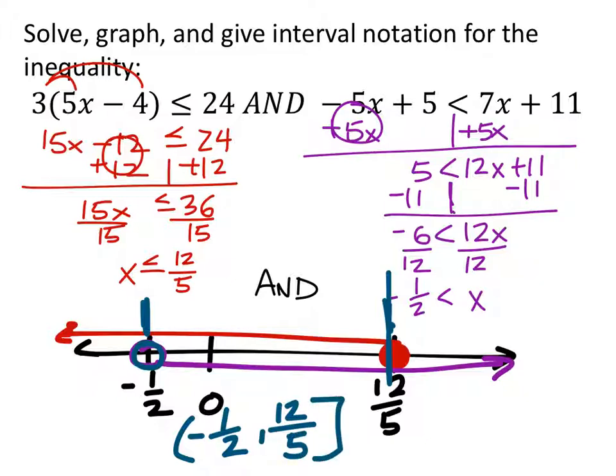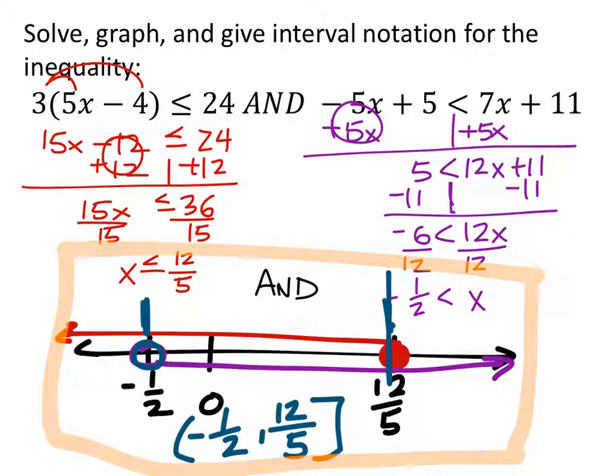But it's included for both the red, because that's a closed circle on the red line, and the purple line goes through it as well. So that would be the interval, and overall, of course, this would be our answer. We've got the inequality, the graph, and the interval.